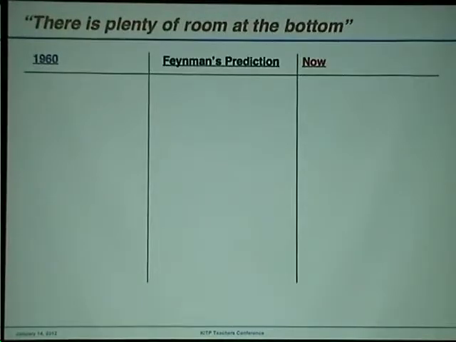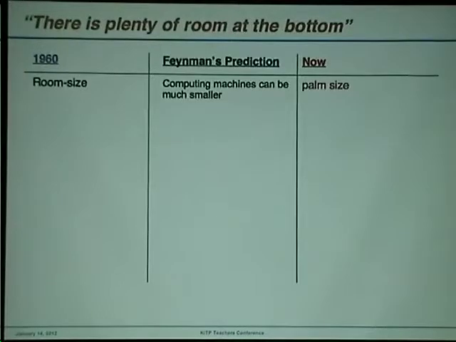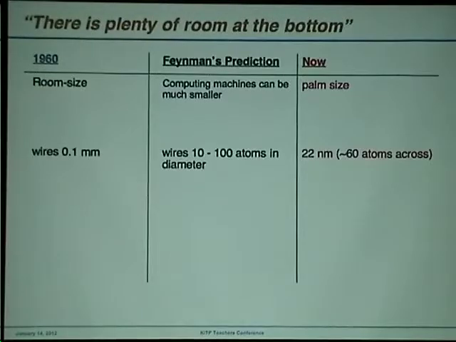Here is the prediction that Feynman made in 1960. At the time, computers were room-sized, and he thought we could make them much smaller. Now they are, of course, pound-sized. He said the wires at the time were about the size of a human hair, and that they could be 10 to 100 atoms in diameter. Now at 22 nanometers, it's only about 60 atoms in diameter. So it has been achieved.